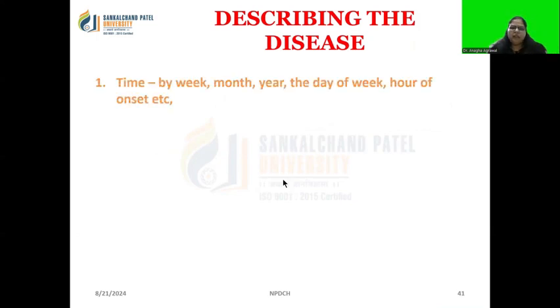Then describing the disease. The first part is by time: by week, month, year, or day of week, or hour of onset, etc. When did that disease start? How much time has that disease taken to reach its full-blown activity? Whether that disease subsided or whether a death happened? You also have to consider whether it is an acute disease which appears within 3 to 4 days, or a chronic disease like diabetes or dental caries which goes on for decades. That is the time aspect you have to describe.